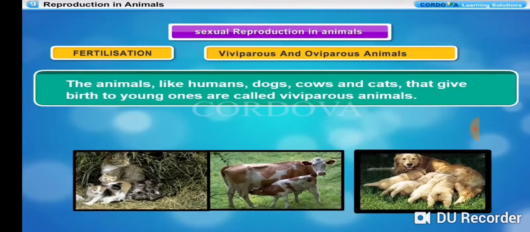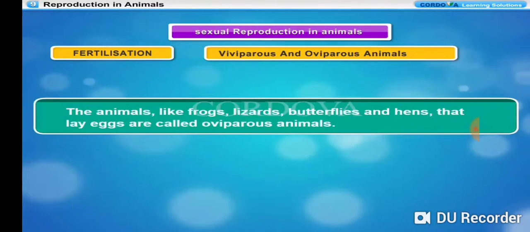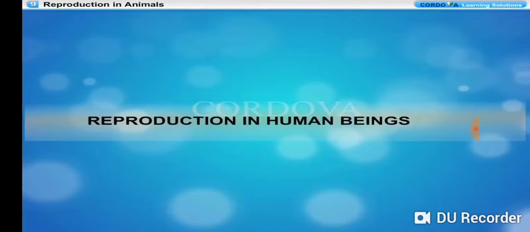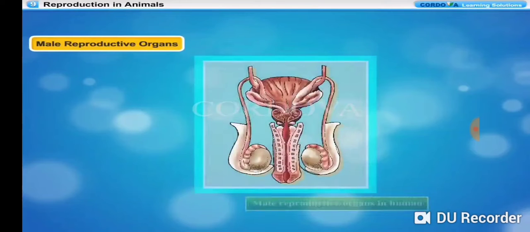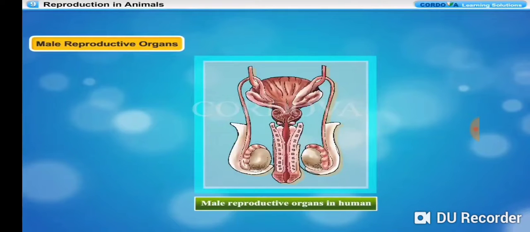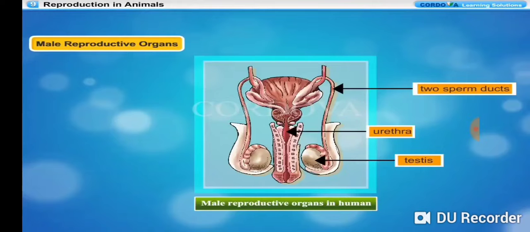The animals like humans, dogs, cows, and cats that give birth to young ones are called viviparous animals. The animals like frogs, lizards, butterflies, and hens that lay eggs are called oviparous animals. Reproduction in human beings. Male reproductive organs. The male reproductive organs include a pair of testes, two sperm ducts, urethra, and a penis.